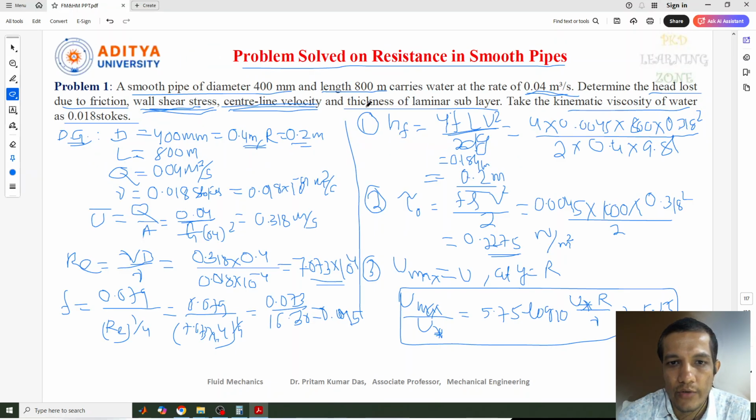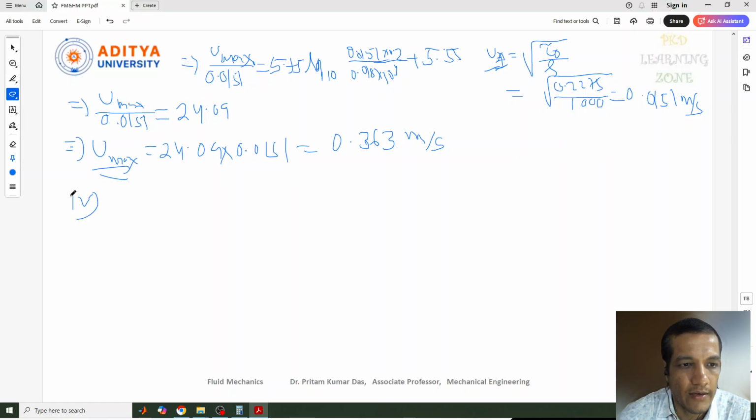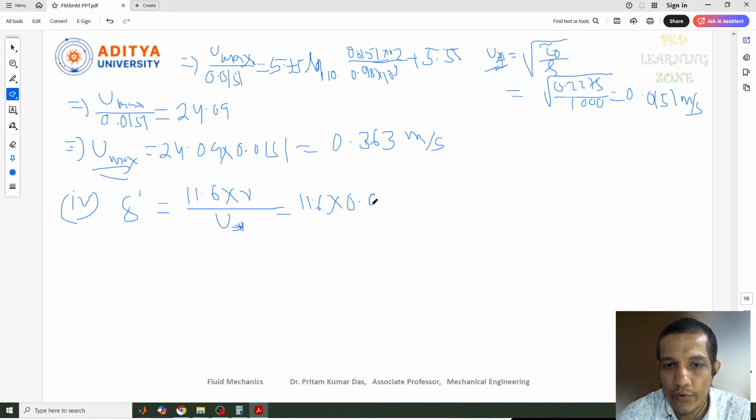Now the next term we need to calculate is the thickness of the laminar sublayer. So thickness of the laminar sublayer is nothing but delta star. We know that delta star is the thickness of the laminar sublayer. And what is the formula for this? For this also one formula is there, 11.6 nu divided by u star. The nu value is already given, that is 0.018 into 10 to the power minus 4 divided by u star. U star value we have calculated, 0.0151.